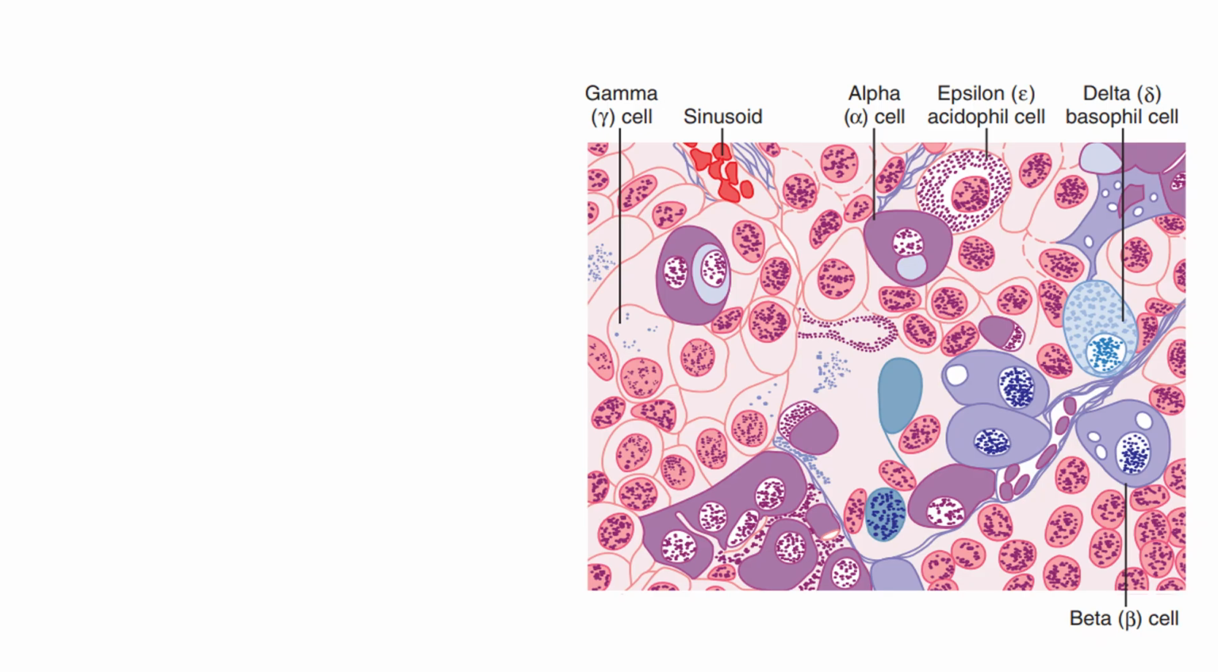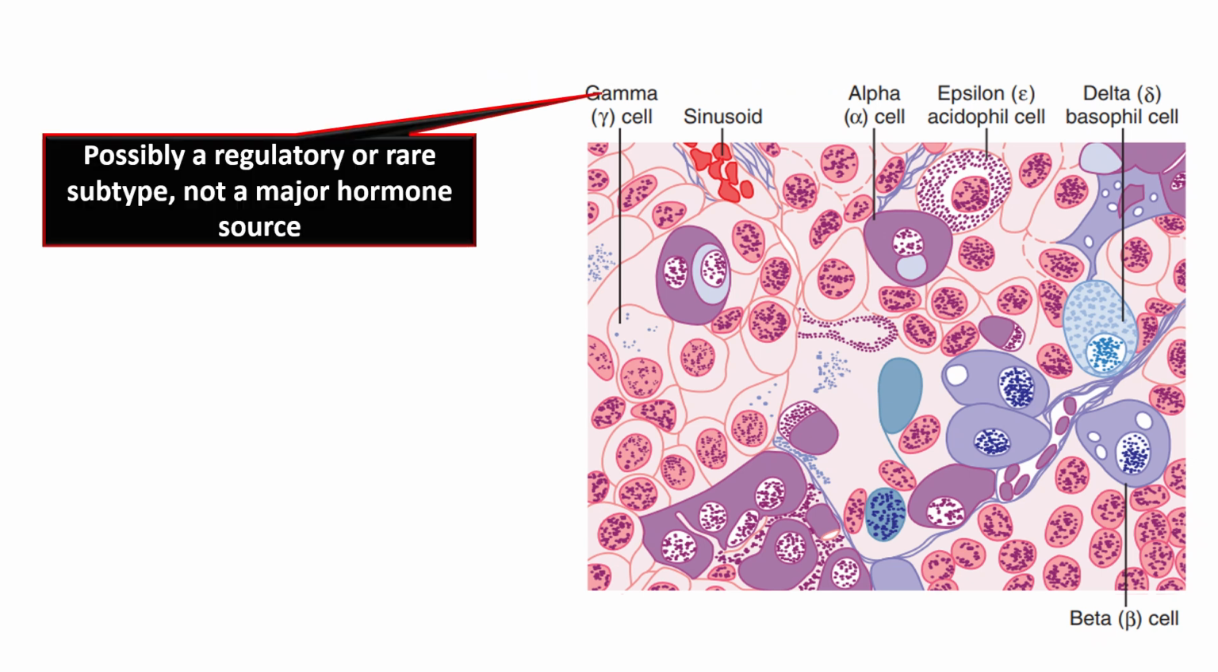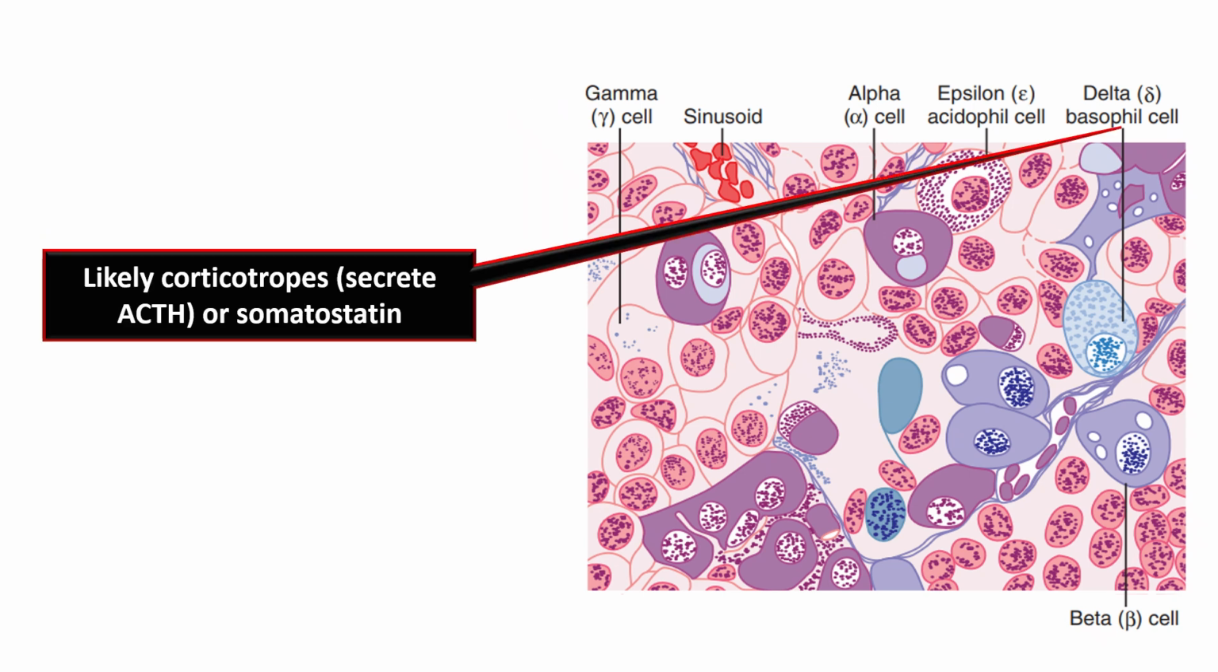This histologic picture is visualizing the richly cellular diversity within the anterior pituitary gland, where different cells synthesize and secrete a specific peptide hormone into surrounding sinusoids for systemic delivery. Here this is showing various histologic structures of the anterior pituitary. One, the alpha cells typically refer to somatotrophs and produce growth hormone. The gamma cells possibly are a regulatory or rare subtype, not a major hormone source.